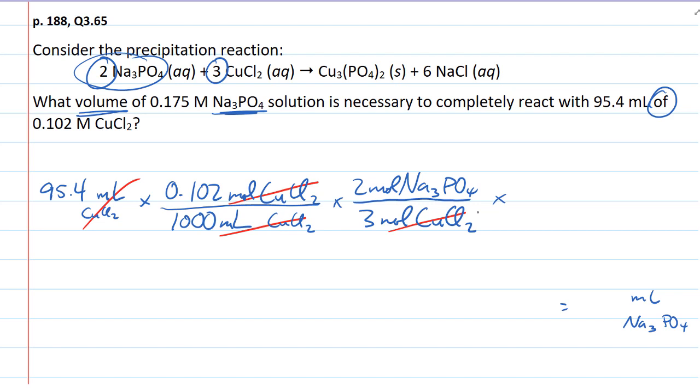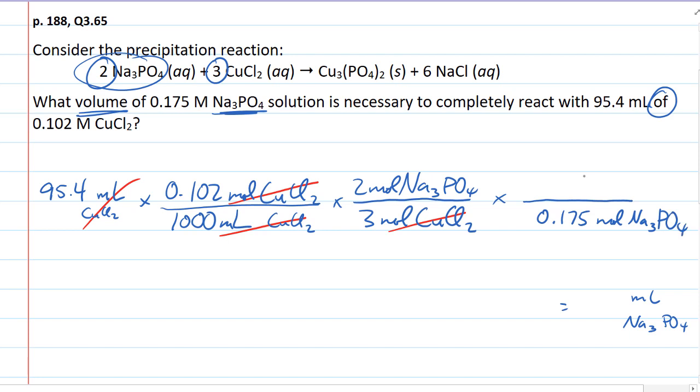The molarity here is 0.175 molar. Where's that 0.175 going to go? On the bottom. Because what it means is that there's 0.175 moles of the sodium phosphate for every 1 liter of the sodium phosphate solution.